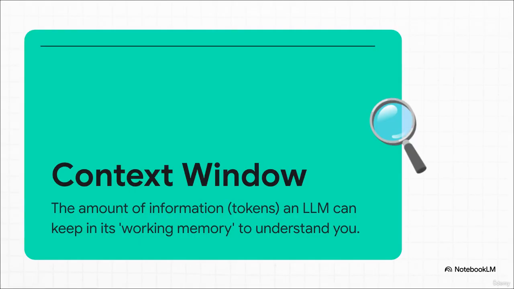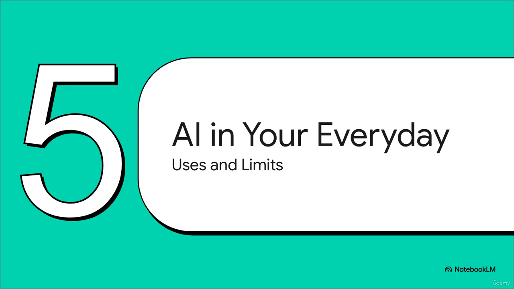And that brings us to a really important limit called the context window. Honestly, the easiest way to think about this is as the AI's short-term memory. It's the maximum number of tokens, both yours and its, that it can remember at any one time. If your conversation gets too long and exceeds that window, it'll start to forget what you talked about at the beginning.